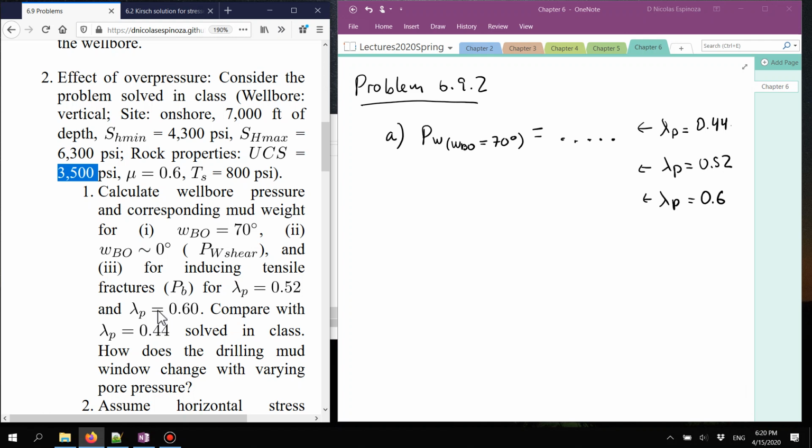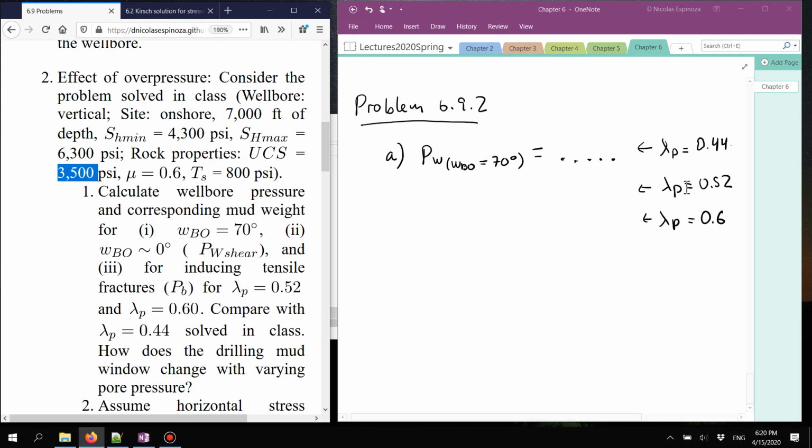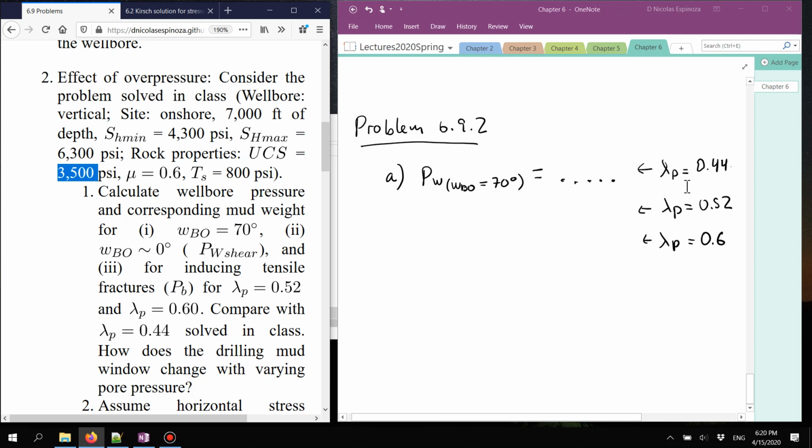And the objective of this problem is to see how that value of the PWBO is going to change with increasing pressure. As pore pressure increases, you're going to see that your mud window is going to get smaller. And these values of PWBO are going to get larger and larger, which means that the lower bound is going to move to the right.